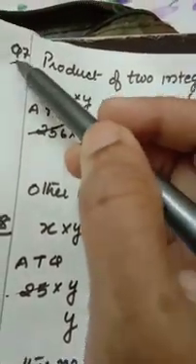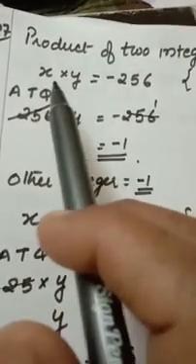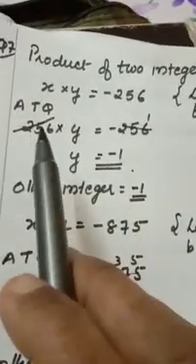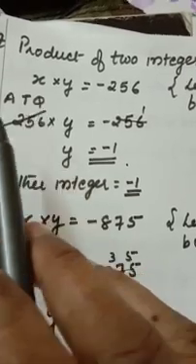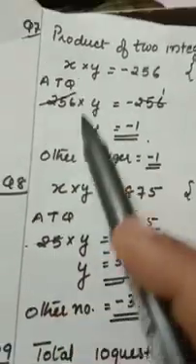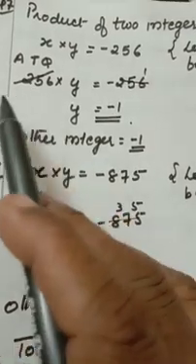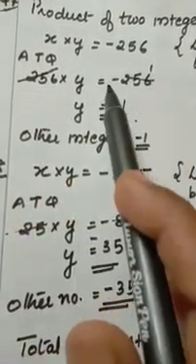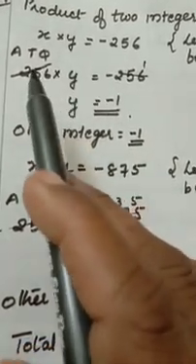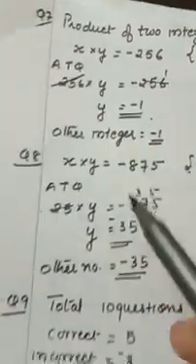Question number 7. Product of two integers x and y is negative 256. Then according to the question, one number is 256. Instead of x I put 256. You can cut out the number 256, 1 will come, minus 1. Actually children, this 256 here is multiplying, when it moves to this side it will become division only. So we are cutting here only.